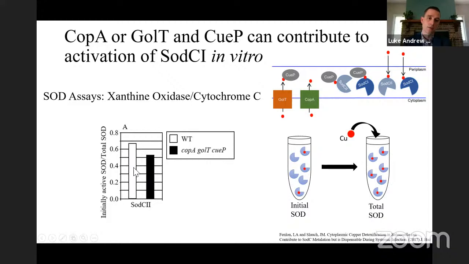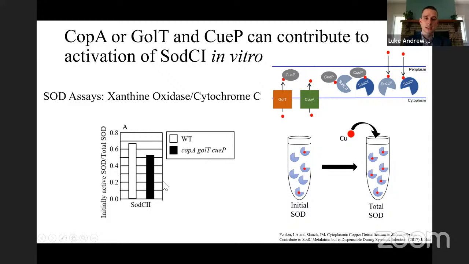And so if we look at those ratios and we compare wild type to a triple mutant, looking at SOD-C2 activity, we see indeed, similar to the previous reports, in the absence of COP-A, GOL-T, and QP, there's a reduced initial fraction of activity in SOD-C2 in that background relative to wild type. What's interesting about this data is that even in the absence of copper detoxification in QP, we still see a little over 50% of the enzyme is active.